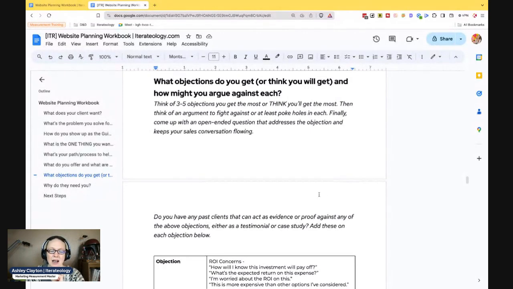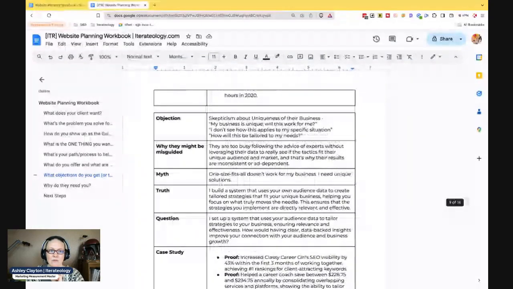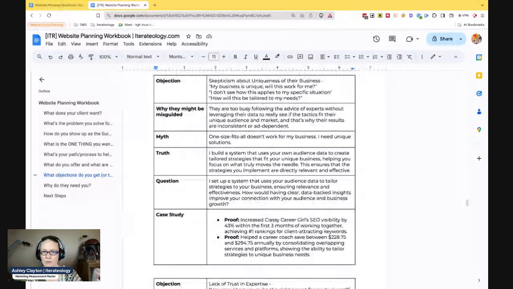So for this, let me scroll down. Okay, this one has all of them on one. I broke this out into what are the 3 to 5 main objections you think you're going to get. And you can organize this around a theme.